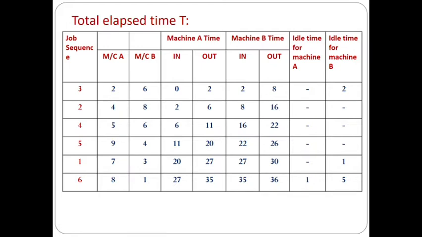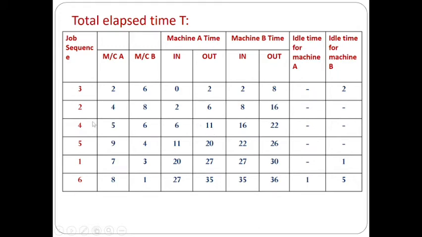Then in the same way for job 4, here you can consider the time out of machine A is 6. That is, the time out of job 2 is 6. So from 6 minutes onwards, we can time in job number 4. So the time in for job number 4 will be 6, and the time out will be 6 plus 5, which is 11. And here also the same thing.